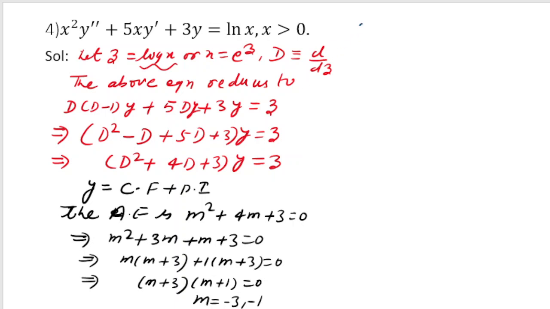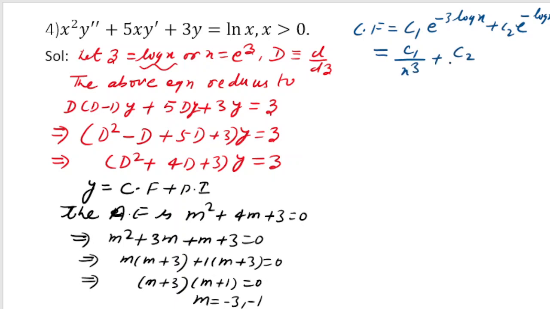So what is the complementary function? The complementary function will be c1 e to the power minus 3 log x plus c2 e to the power minus log x. I hope you got it. In place of z, I have already written log x, so I write c1 e to the power minus 3z and minus z. To save one step, I will write c1 by x cube plus c2 by x. So this is our complementary function part. Now the next thing we have to find is the particular integral part.